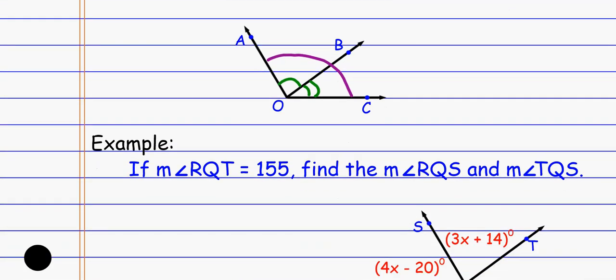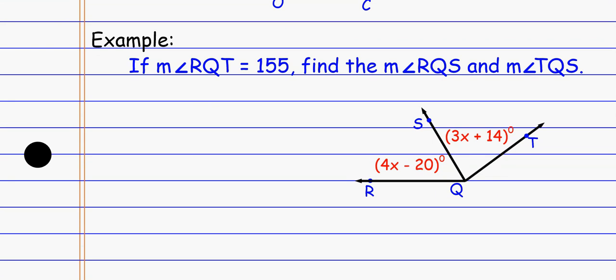For example, if I look at something like this one, it says if the measure of RQT is the entire angle, 155, find the measurement of the smaller angles here. And again, the idea here is the little angles added together equal the whole thing. So in other words, the measure of RQS plus the measure of angle TQS should equal the measure of the whole thing, which is RQT.